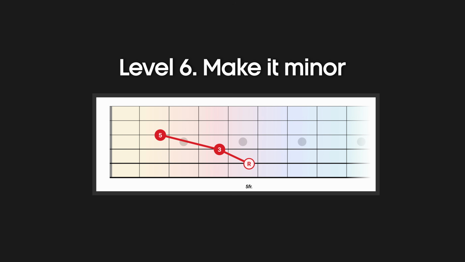Well, let's move on to the 6th level. Make it minor. This is where people don't even really get this far with CAGED. People really fall off CAGED here, I will say. So walk us through how to make CAGED minor. So let's go to D and talk about that level of making it minor. Okay, cool. What did we do?